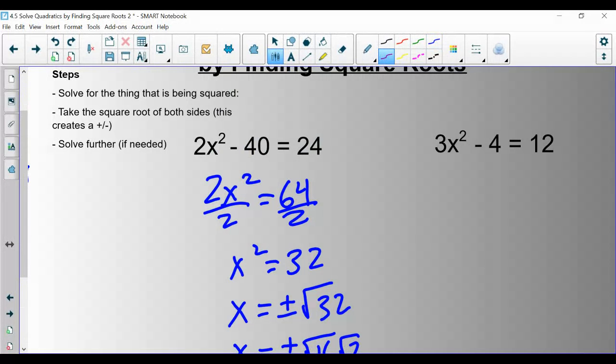Carrying on. Same couple first steps. Add 4 to both sides. 3x squared is equal to 16. Divide by 3 on both sides. You get x squared is equal to 16 thirds. Do not change this into a decimal or you'll be wrong.